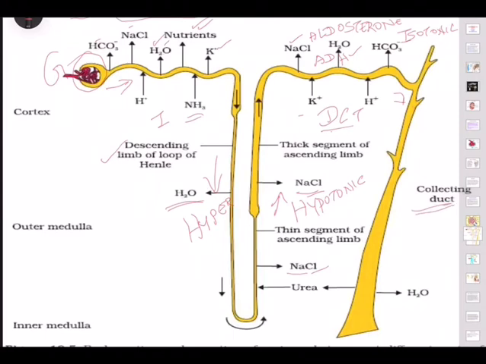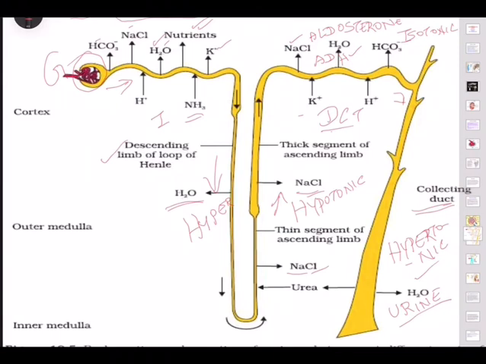And further, when it comes to the CD, the collecting duct, what is happening? Further reabsorption of water takes place and the filtrate becomes hypertonic to blood plasma. Sodium is reabsorbed in the collecting duct under the influence of aldosterone. The filtrate is now called urine. This is how urine is formed, and the urine is hypertonic to blood plasma.